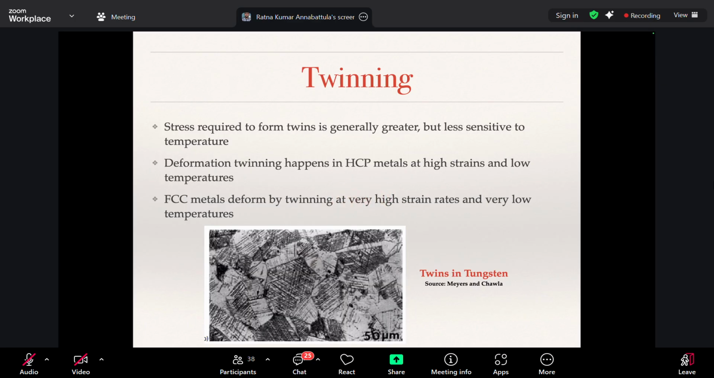Okay. So this is how you will see a twin microstructure of twinned tungsten, which is represented by these serrations. For this class, you just need to know that slip is not the only mechanism. That means dislocation motion is not the only mechanism by which plastic deformation takes place. You can also have another mechanism called twinning, which also contributes to plastic deformation in metals.